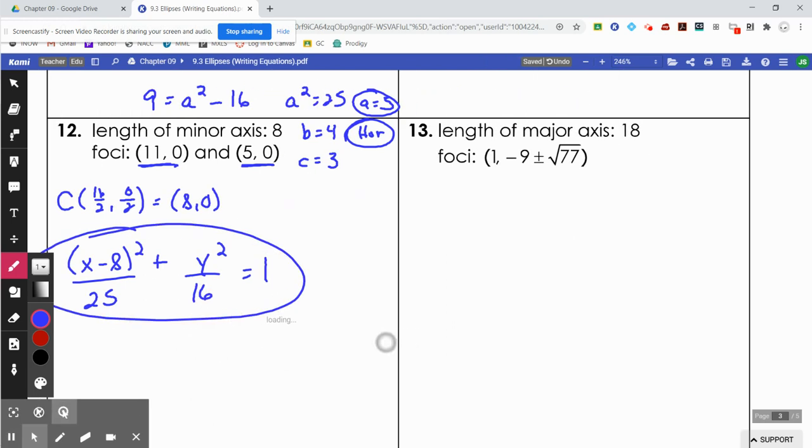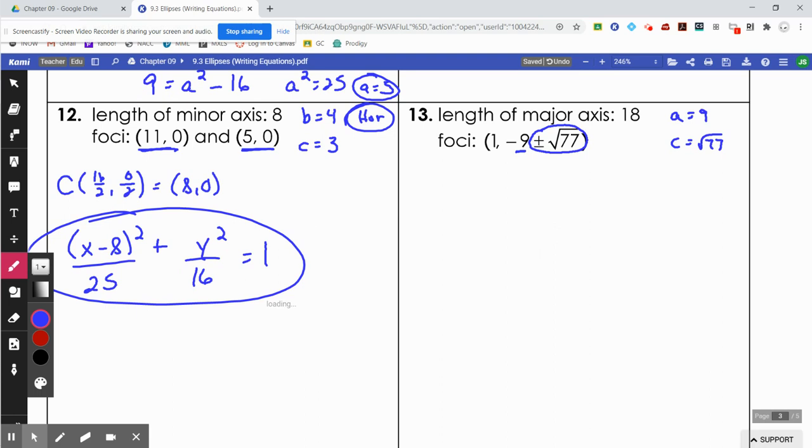Number 13. My major axis has a length of 18, so that means that a is 9. My c value, I'm going to go ahead and pull both of these. You can always find your c value by this plus and minus statement. So my c is going to be the square root of 77. That's the distance from the center, which is going to be -9, to each endpoint.